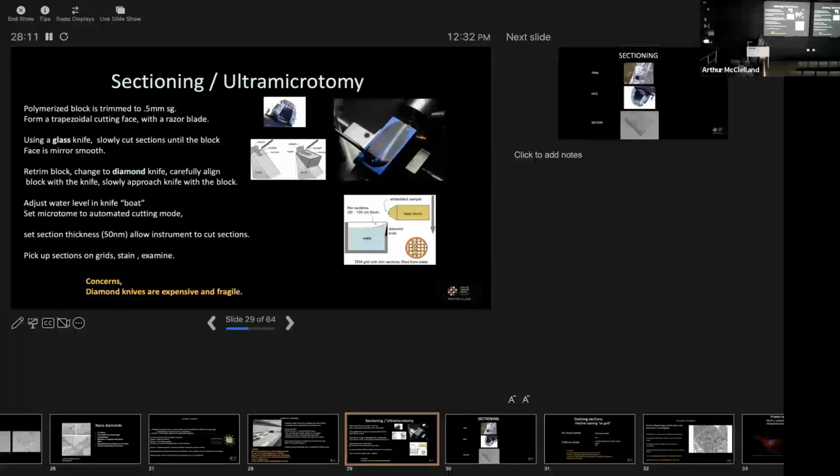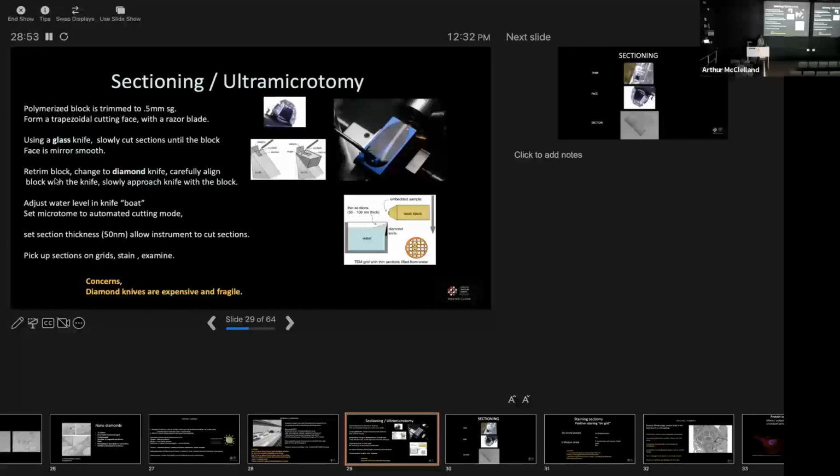And while I can train you how to set up and how to get going, you're going to have to encounter these parameters as they come up. But the basic idea is that we've got a polymerized block of plastic with a piece of tissue in it. We're going to trim that down to a trapezoid shape with a razor blade by hand and have the tissue at the top. We're going to use a glass knife, and we're going to take the face of that block and shave it with the glass knife until it is a mirror finish, mirror smooth. No scratches or anything, perfectly mirror smooth.